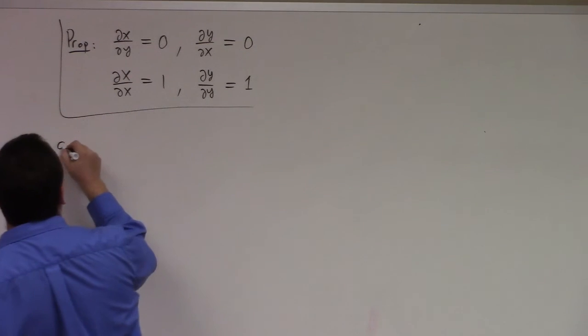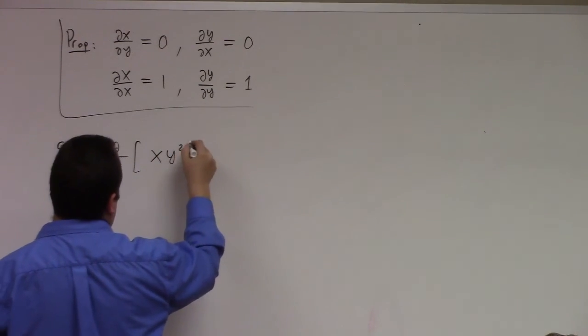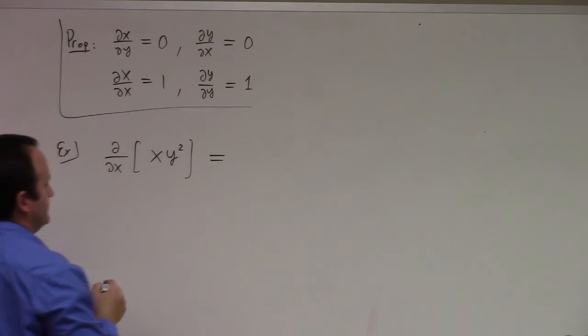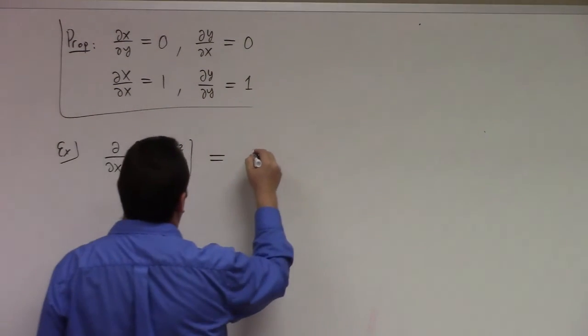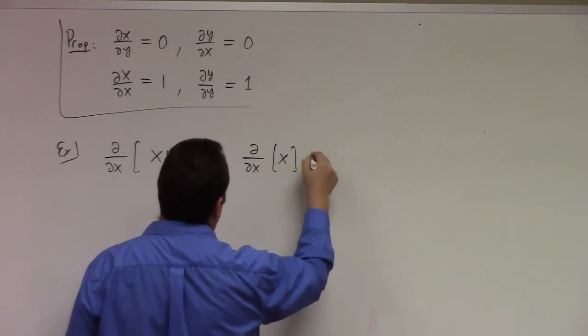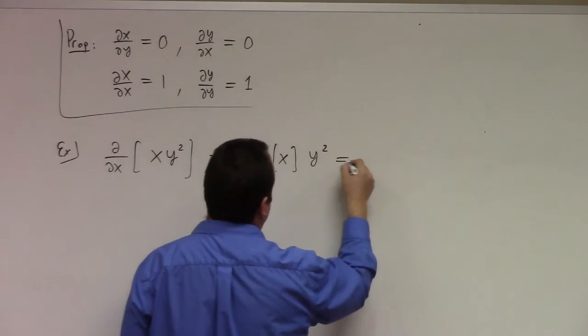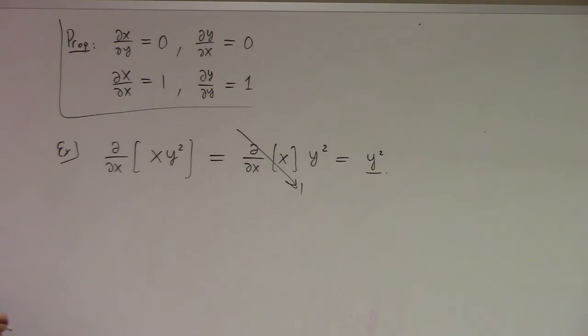So, what if I have to partially differentiate with respect to x the expression x y squared? How does that work? The basic idea here is that y is not a function of x. So it's a constant in this differentiation, so I can pull it out. So this is really the same as partial x of x times y squared. And what's partial x of x? It's 1. Any questions?